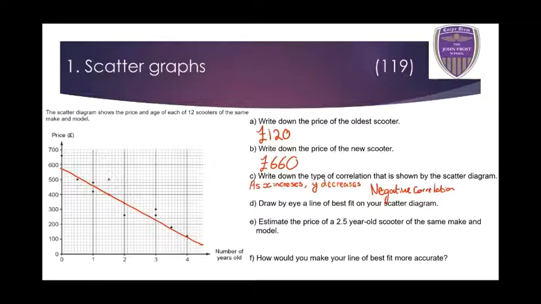Okay. So the next question is asking, estimate the price of a 2.5-year-old scooter of the same make and model. So now what we've drawn here is basically a conversion graph. We can now use this conversion graph to answer this question. First of all, let's find 2.5 years old on the x-axis. Each square represents 0.1 of a year. So 1, 2, 3, 4, 5. So that's my 2.5 years old line. And then I'll draw a line straight up until I hit the conversion line, just like that.